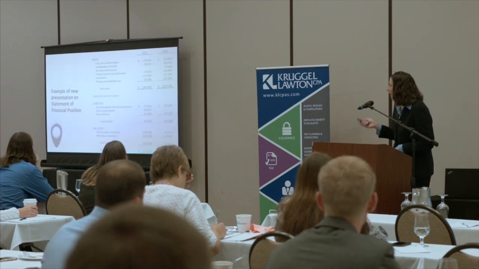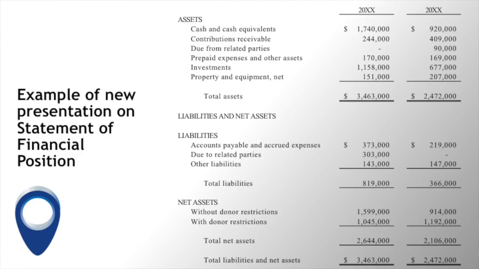So what that will look like is what's shown here on this slide. So you have your net assets with donor restrictions and without donor restrictions here. And again, if you chose to, you could include some subcategories here with line item amounts to break that down further.